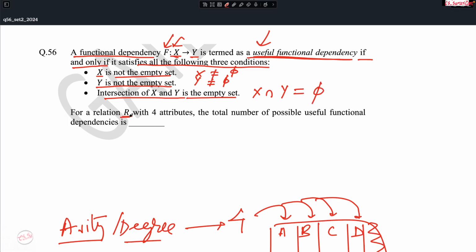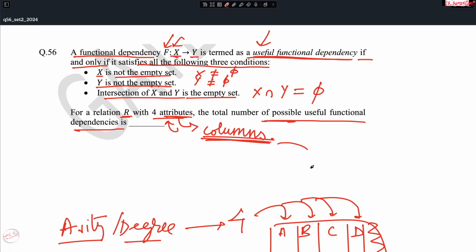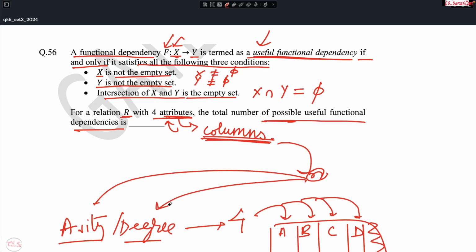For a relation R with 4 attributes, the total number of possible useful functional dependencies is, first of all, this 4 attributes. This attribute over here reflects the total number of columns that are present inside of a relation, that is a table in your relational model. So that table having a number of columns is what is referred to as attributes. This number n is also termed arity and degree in DBMS, so that if the question had used a different word, you may also know it.